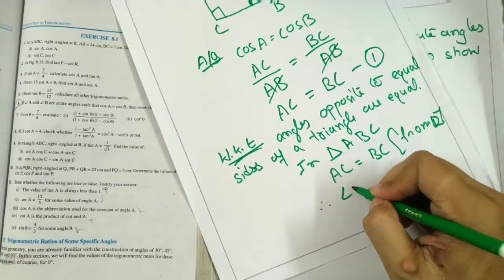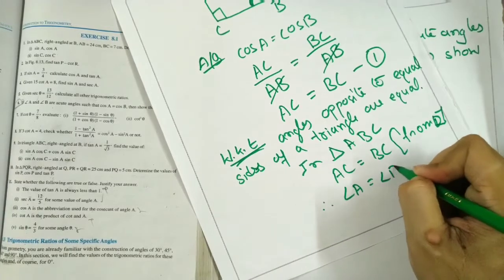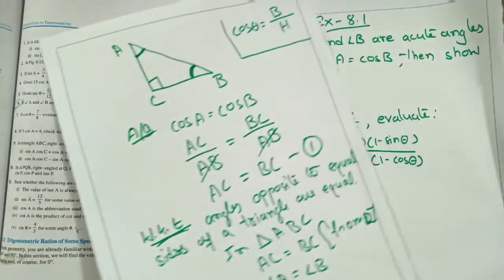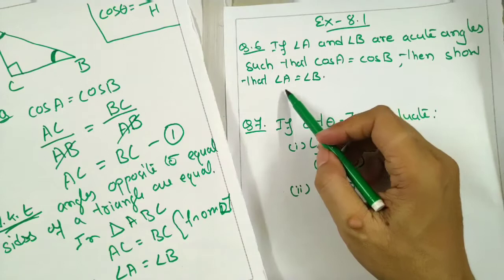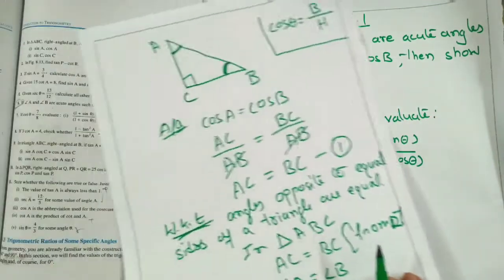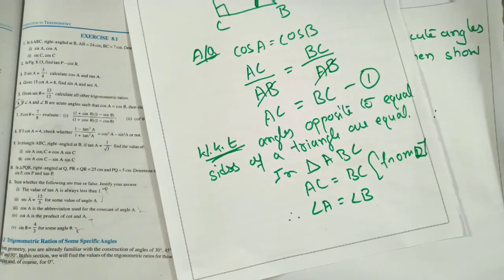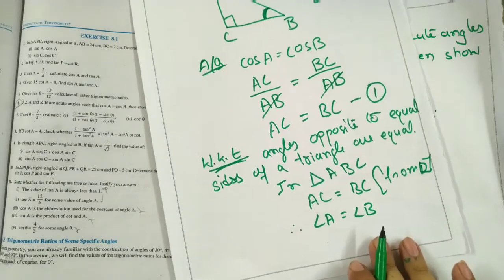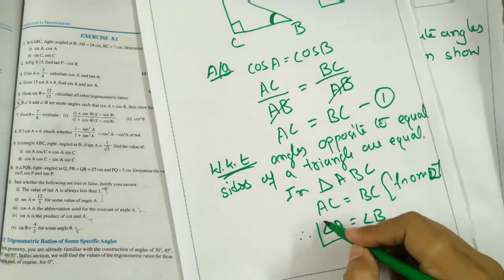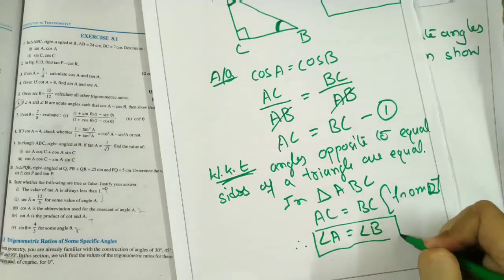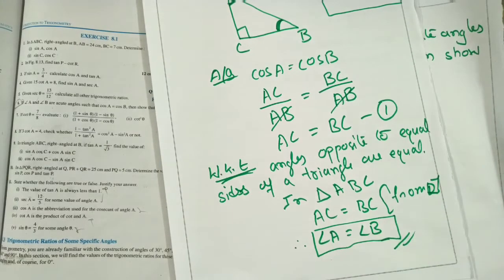Therefore we can write angle A will be equal to angle B. Okay, so here what we have to prove? We have to prove angle A equal to angle B. So here we have got angle A equal to angle B, right? So this question is very easy. We have proved it. Angle A equal to angle B, hence proved. So it is a very easy question, you can note it down.